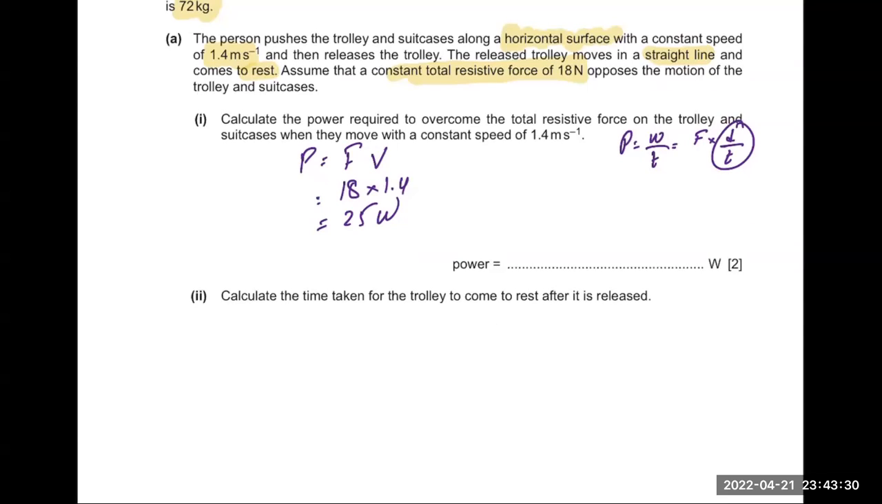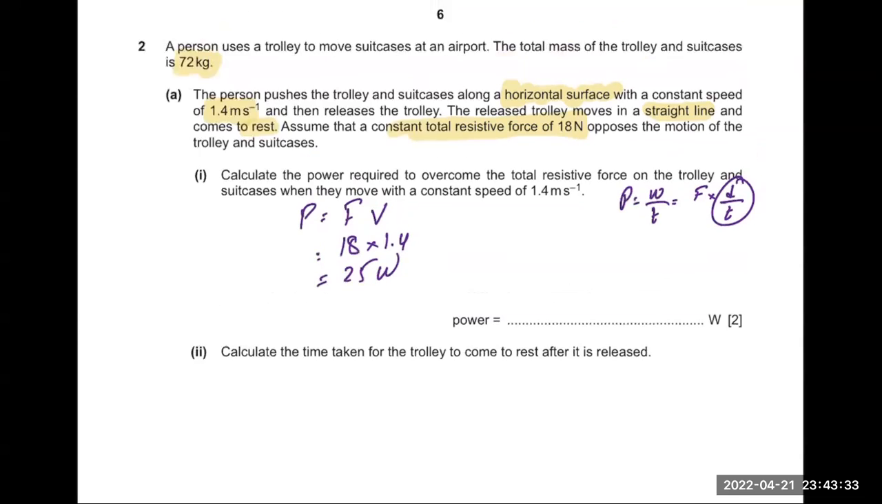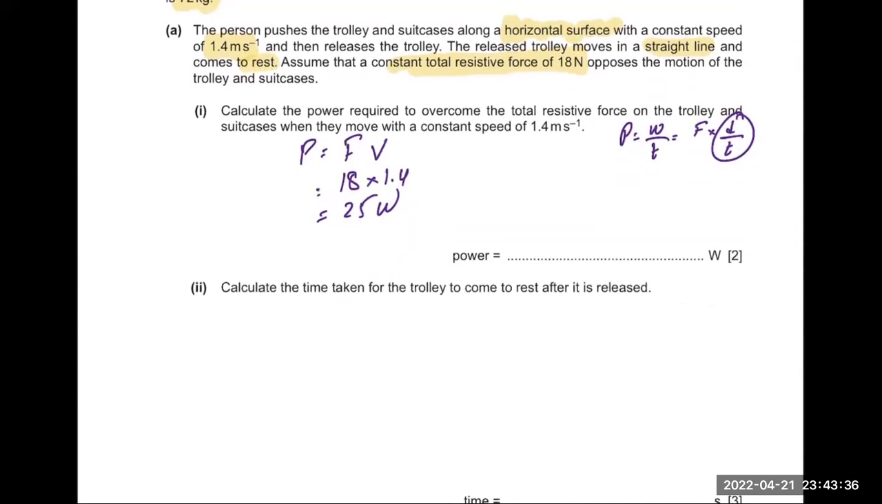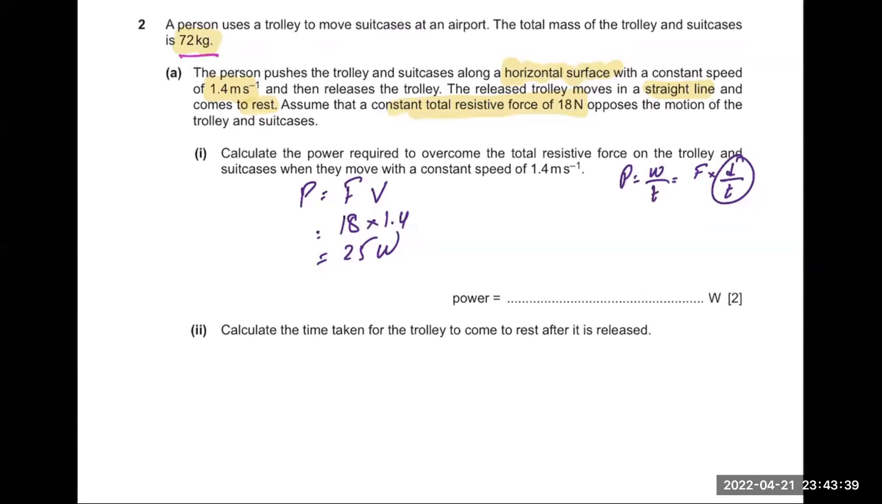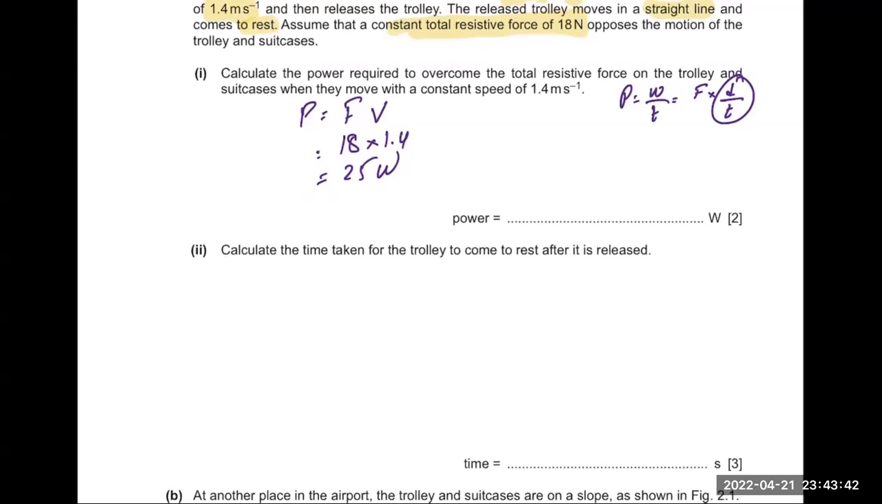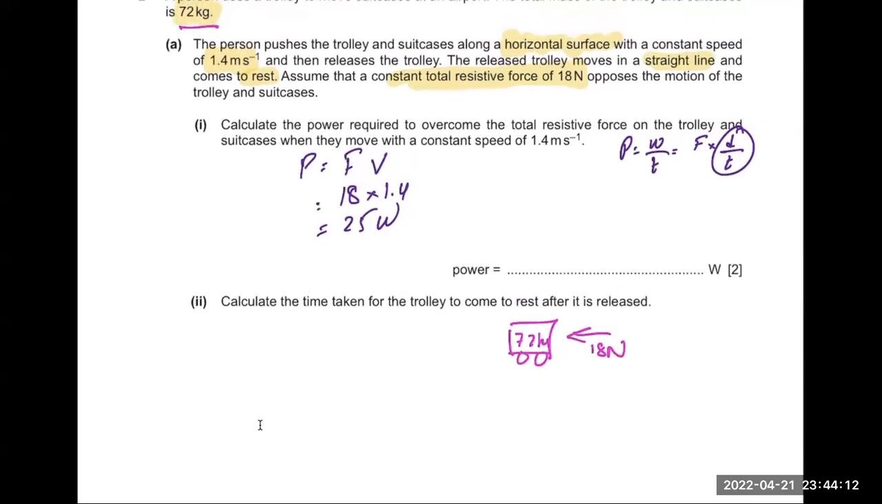Now, the trolley that we have, along with the suitcases, has a mass of 72 kilograms. This is our trolley with a mass of 72 kilograms. The trolley experiences a resistive force of 18 newtons. What is the initial velocity of the trolley? The initial velocity of the trolley is 1.4 meters per second.